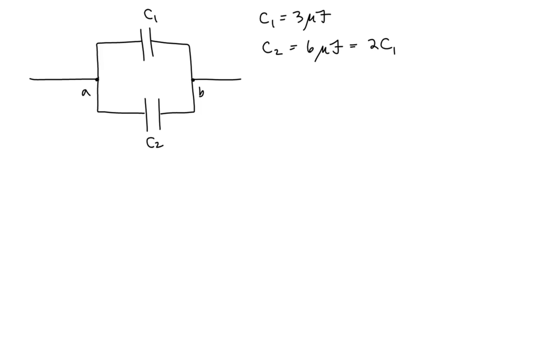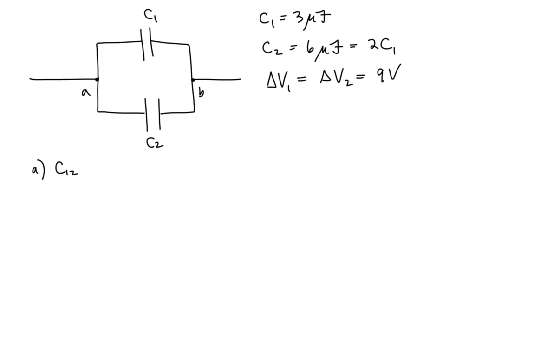We know that one of the two capacitors has a potential difference equal to 9 volts. Well, since these capacitors are in parallel, that means that they each have the same potential difference. And the potential difference across each capacitor is equal to 9 volts. We could use this information to find the equivalent capacitor of the two capacitors in parallel.